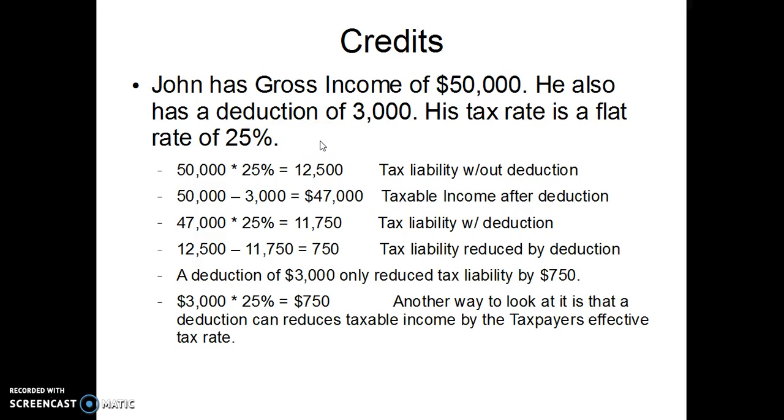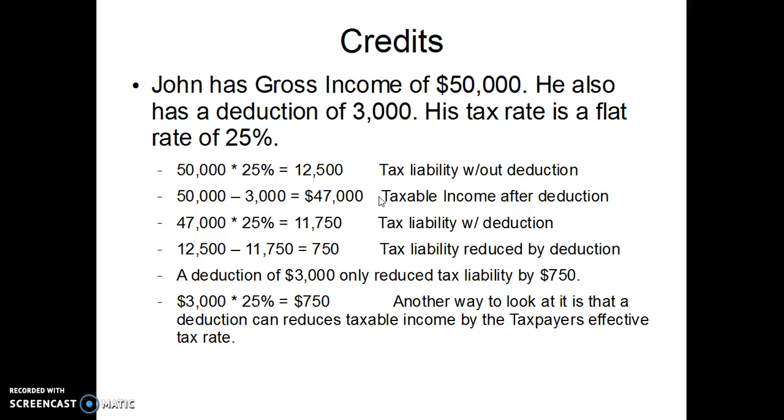Now, I just want you to ignore the standard deduction, because we're just going to assume that these are the only facts, and he has a flat tax rate. We're not basing this on a real-life person's tax. So if we were to take the tax liability for John on the original $50,000, it would have been $12,500.